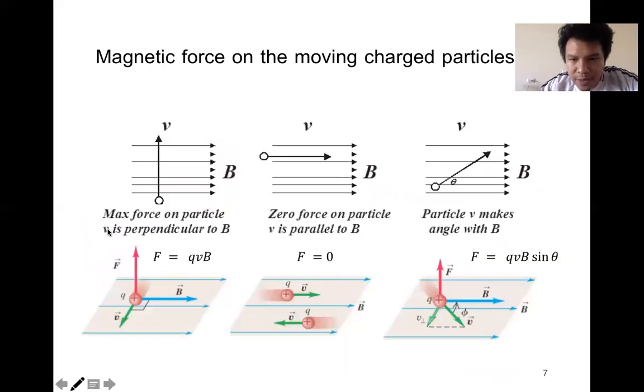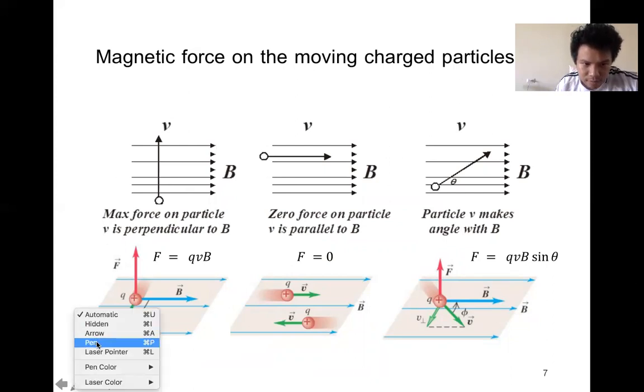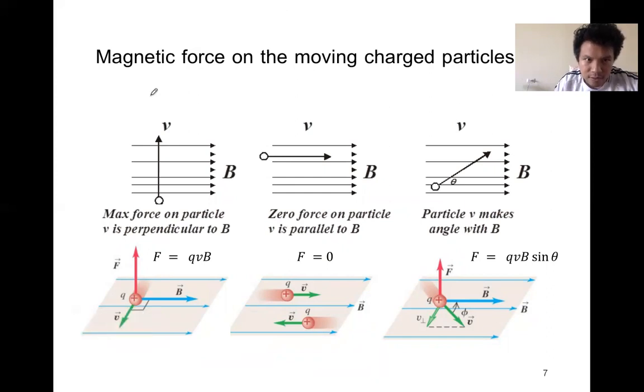Here we give you some other case studies. In the case that V, the direction of the motion, the velocity, moves up, and the magnetic field is on the right hand side and is making an angle of 90 degrees. In this case, theta is 90 degrees, and F will be QVB because sine theta is equal to 1. You're going to get the maximum force on the particle.